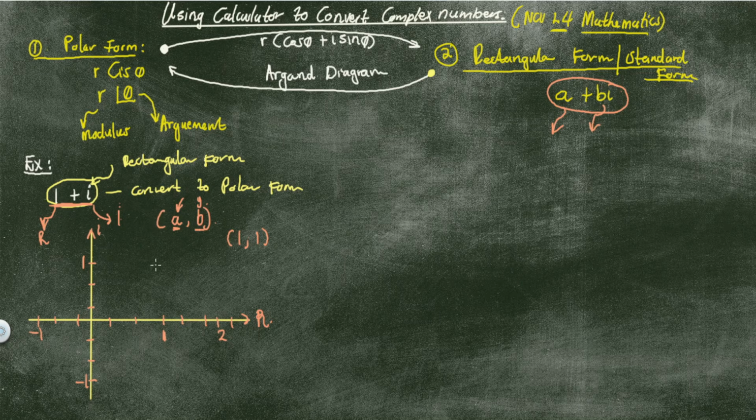Now let's plot the (1, 1) coordinate. So that's 1 and 1. And then I connect like this.